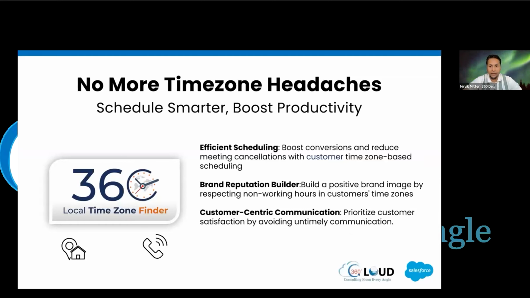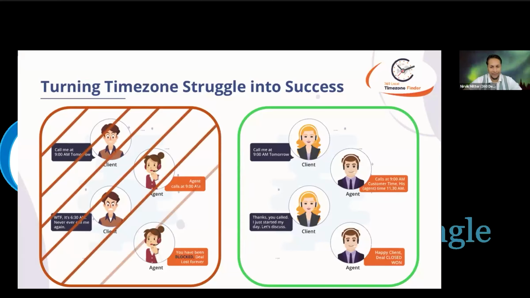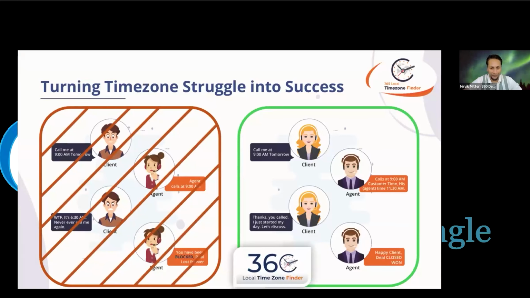So let's quickly deep dive into the application, because this is a scenario that you might actually notice most of the times: you might be tired of juggling time zones and dealing with meeting cancellations. Our app actually solves that. You can boost conversions by scheduling meetings based on your customers' local time zones. No more cancellations, just happy customers. You can prioritize satisfaction while respecting their non-working hours. Don't lose revenue, just gain their loyalty by utilizing our 360 Local Time Zone Finder app.